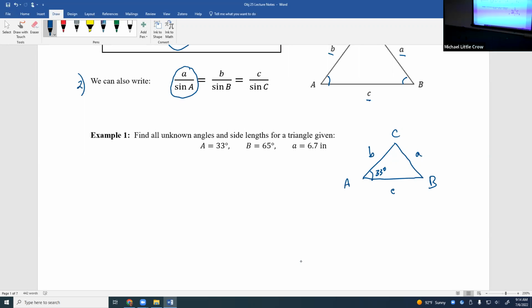We know big B is 65 degrees. And we know little a is 6.7 inches, sorry, not degrees, inches. What do you think at this point would be the easiest thing to find? We need to find three things, right? We need to find big C, that's going to be in degrees. We need to find little c, and we need to find little b, right? Those are the three missing parts.